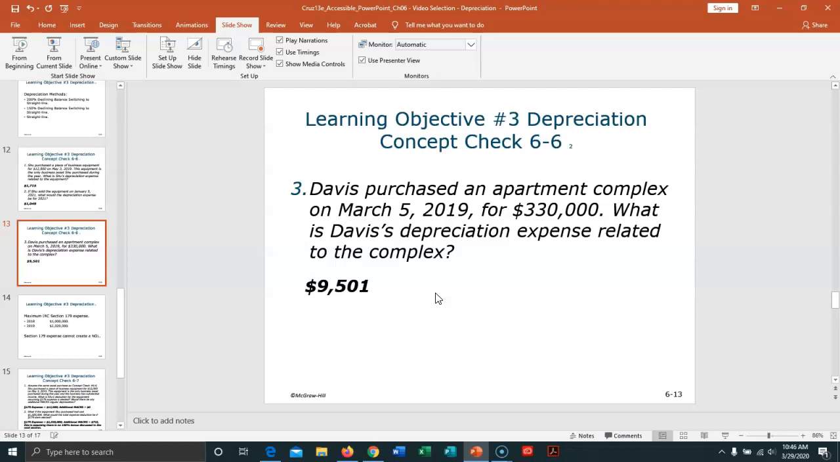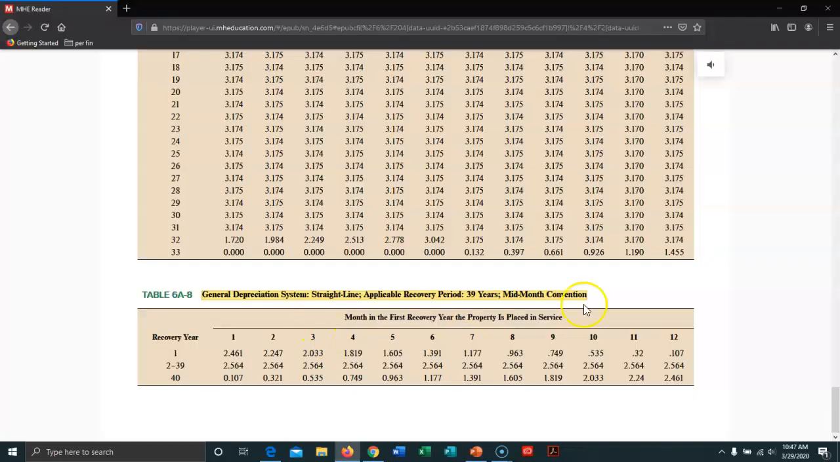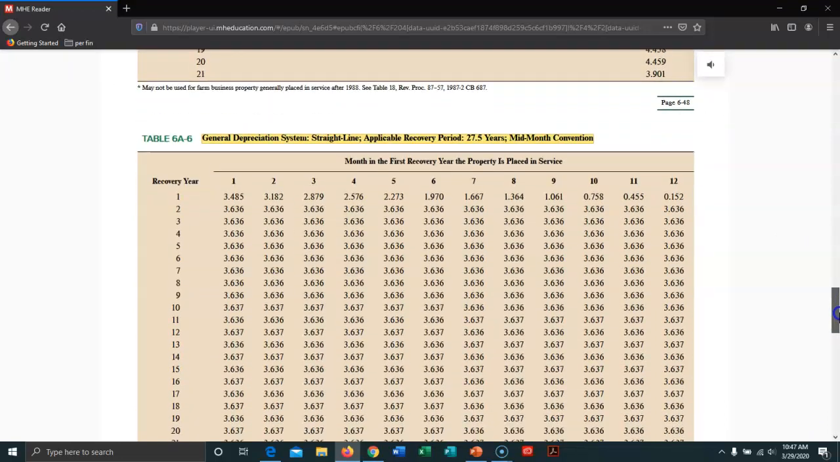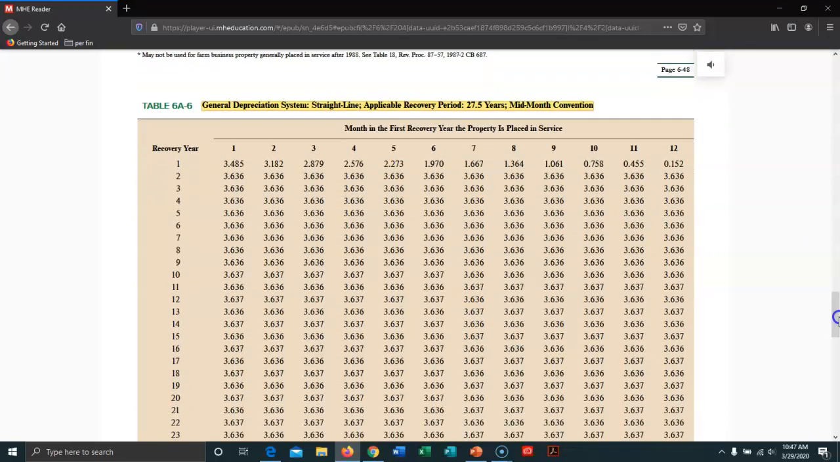All right. When did he buy it? He bought it in March. Okay, March 5th to be exact. And what kind of real estate is this? It's residential real estate. All right, which means that I'm going to jump over here to my charts, and I'm going to go up here to table 6A-6, and I'm going to figure out what is the depreciation.